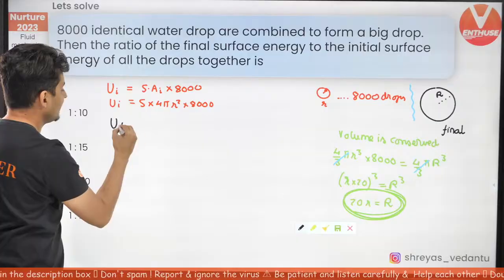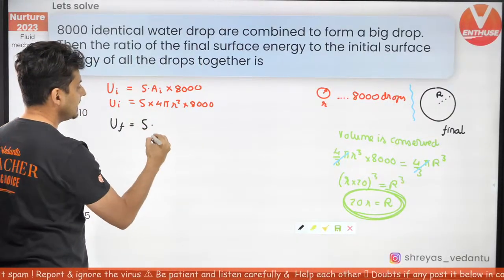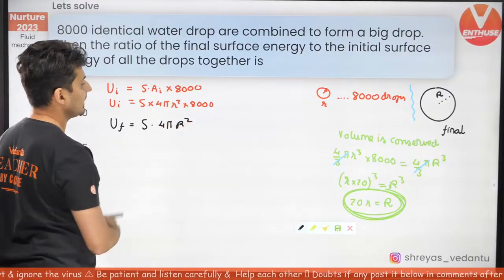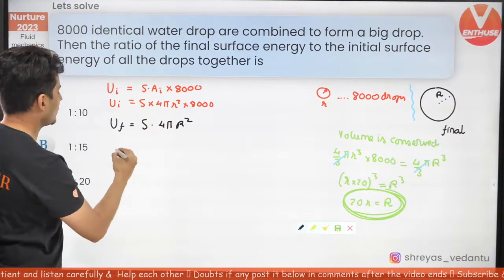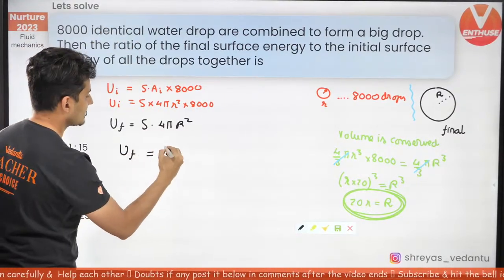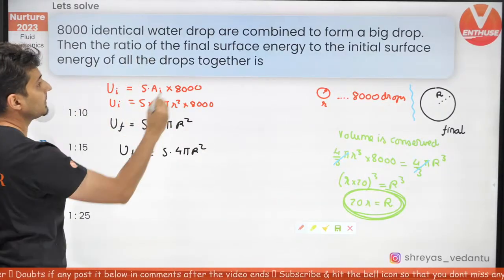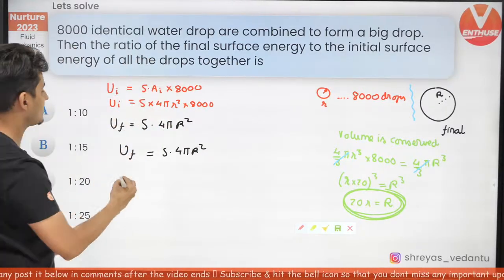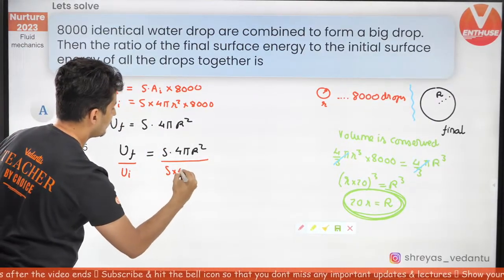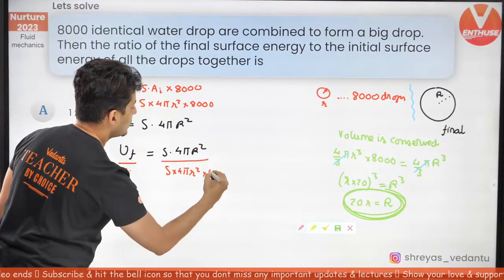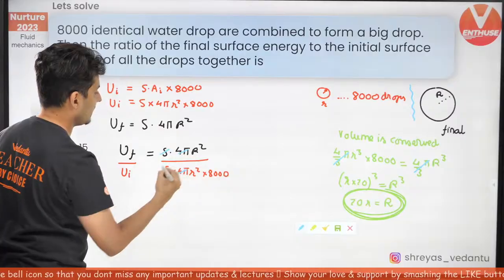Finally, what was the final energy? Just one surface of the final drop, S into 4 pi capital R square. As per the question, you have to find the ratio. And what is the ratio? The ratio of the final to the initial. So final means S into 4 pi R square divided by initial. So initial will come below. The initial energy will be S into 4 pi small r square into 8000. What and all have got cancelled? S, 4 pi, 4 pi.